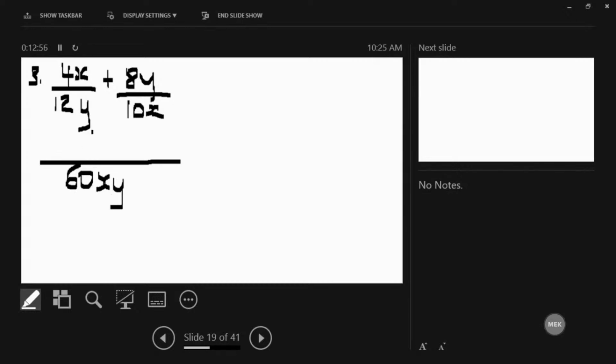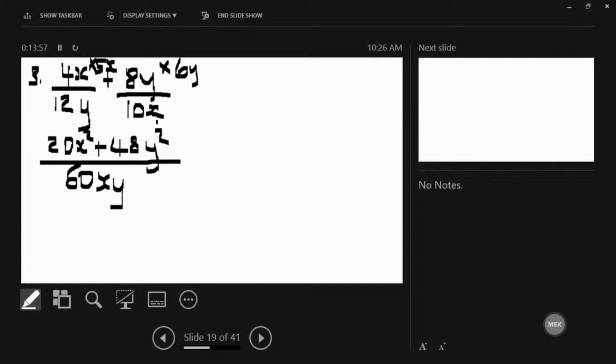So 12y divided into 60xy, the y's will cancel and we're left with x. And 12 into 60 goes 5. So we're going to multiply 4x times 5x, and that's 20x squared. And 10x into 60xy, the x's cancel. So we're left with y, and 10 into 60 goes 6. So we multiply the 8y times 6y, and 8 times 6 is 48y squared. We can't add these two because one is an x squared and one is a y squared.